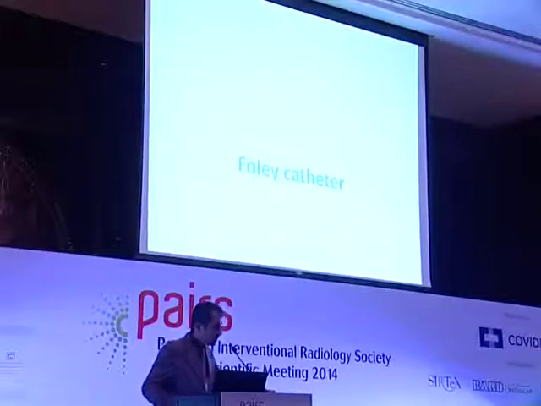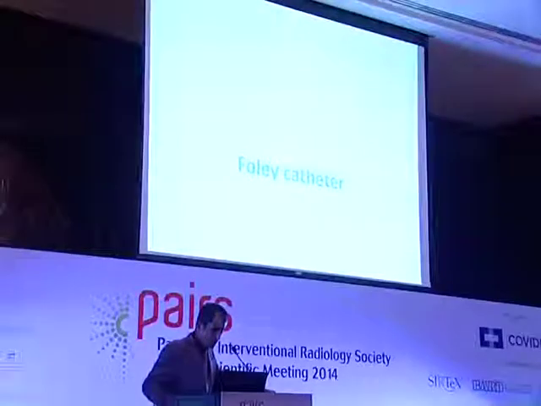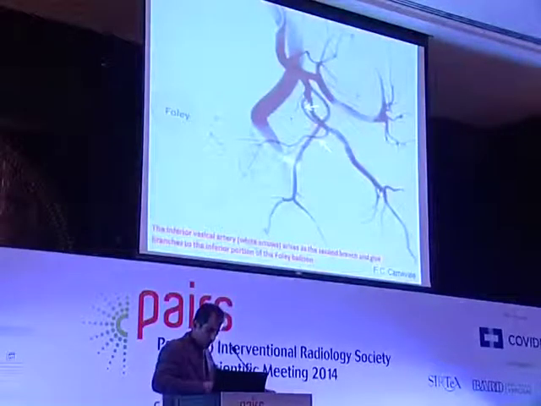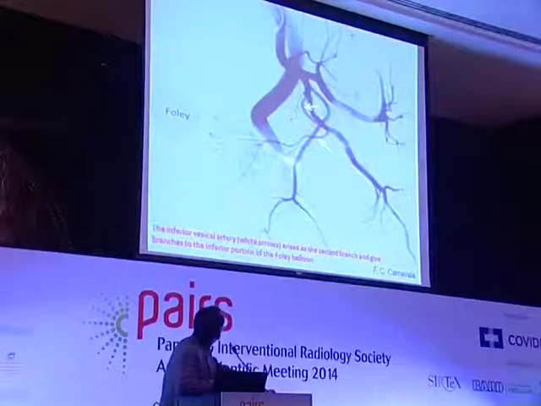Foley catheter, also another trick a patient has to have before the angioembolization. I'm going to talk in detail in a few slides. This slide's from Dr. Carnevale, which shows that the inferior vesical artery is the second branch after the superior vesical artery, if you are counting above. And don't forget the profunda, which is also very valuable information, in ipsilateral oblique.